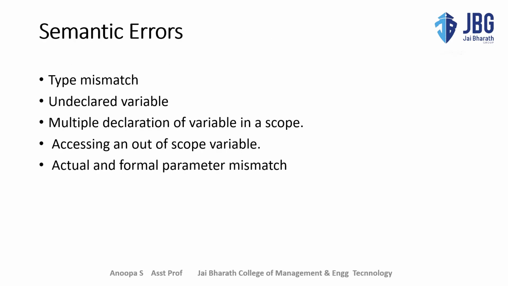Now the semantic errors that can occur while going through these phases: type mismatch; an undeclared variable, a variable that has been used but not declared yet; multiple declarations of a variable in a scope, more than one declaration within a scope; accessing an out-of-scope variable; and actual and formal parameter mismatch. These are all the errors that we come across during semantic analysis.